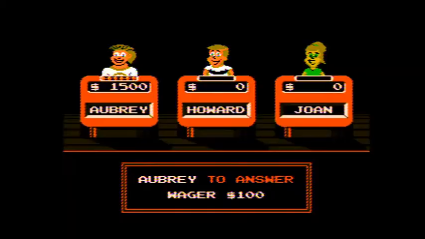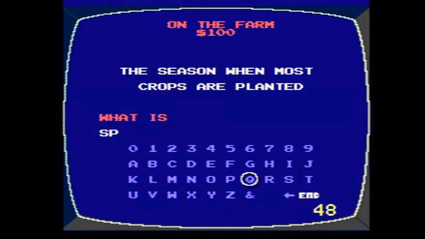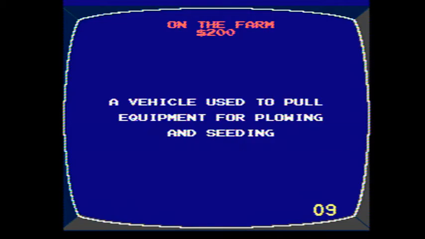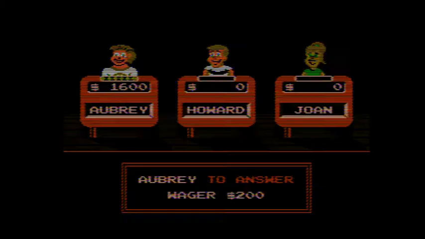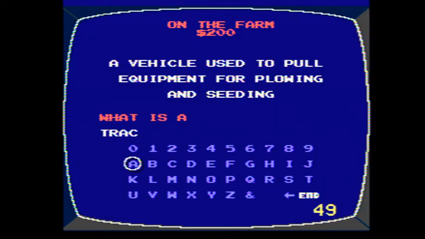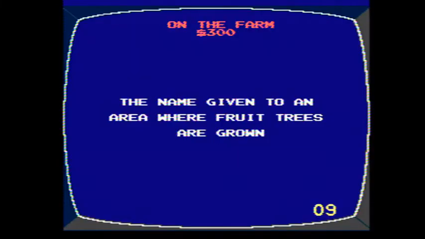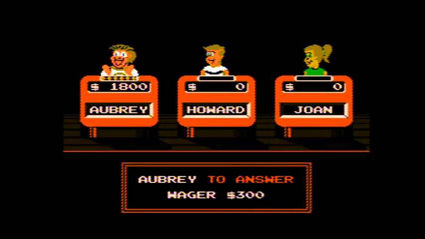The season when most crops are planted. What is spring? I'll have on the farm 200. A vehicle used to pull equipment for plowing and seeding. What's a tractor? On the farm 300. The name given to an area where fruit trees are grown. What is an orchard?